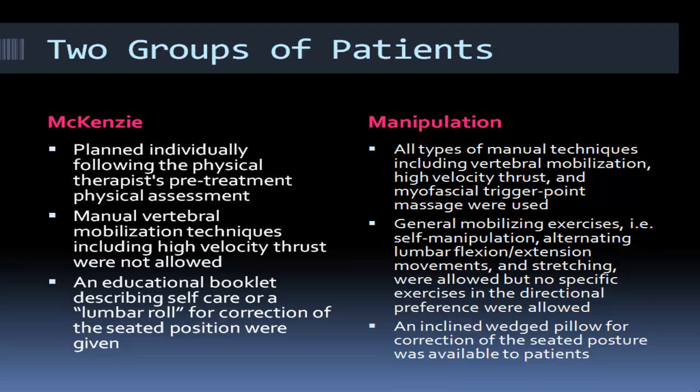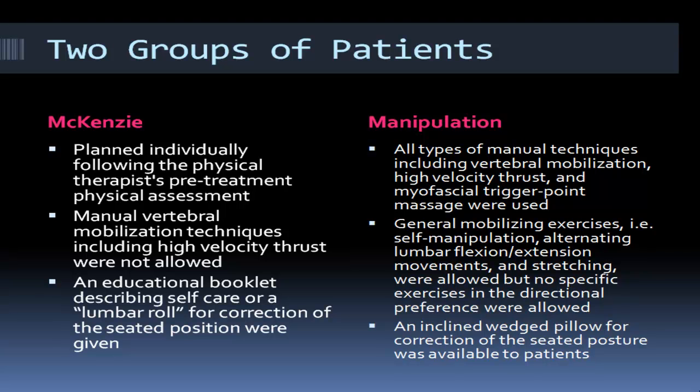Patients were randomized into 2 groups with no control group. In the McKenzie group, treatment was planned individually following the physical therapist's pre-treatment physical assessment. Manual vertebral mobilization techniques, including high-velocity thrust, were not allowed. An educational booklet describing self-care or a lumbar roll for correction of seated posture was given.